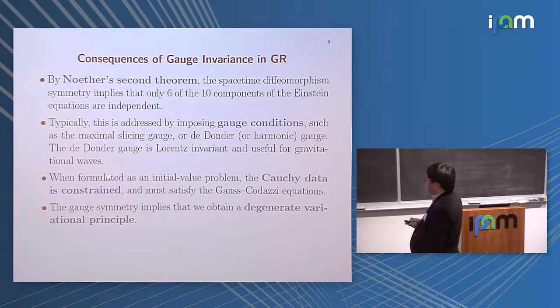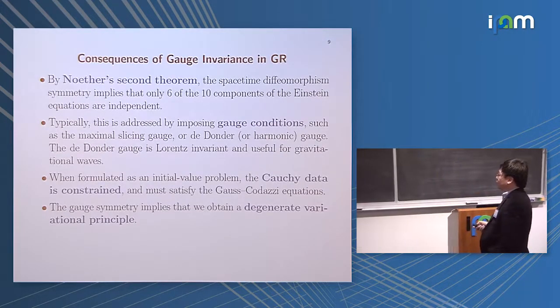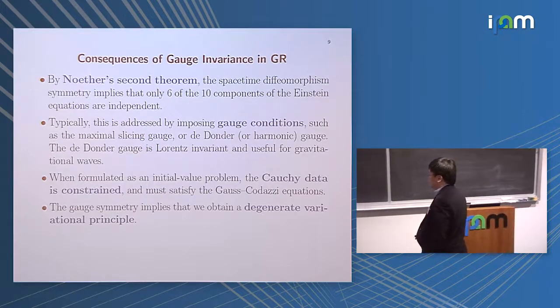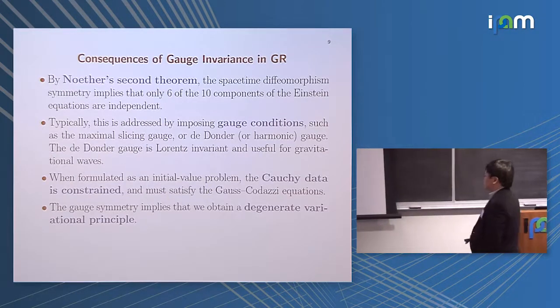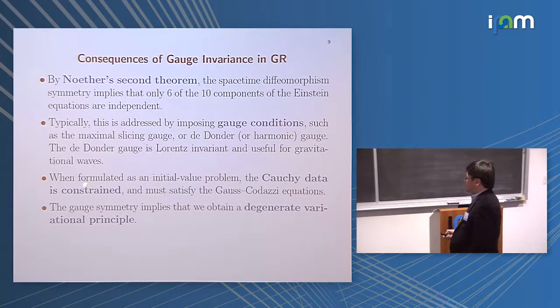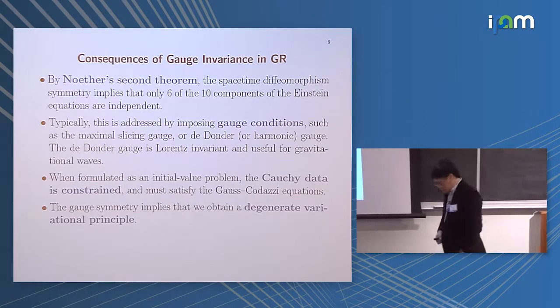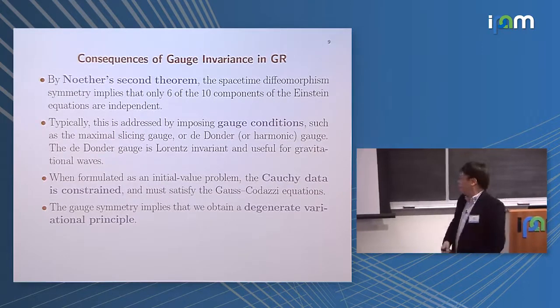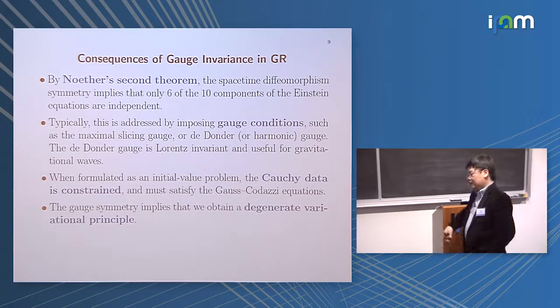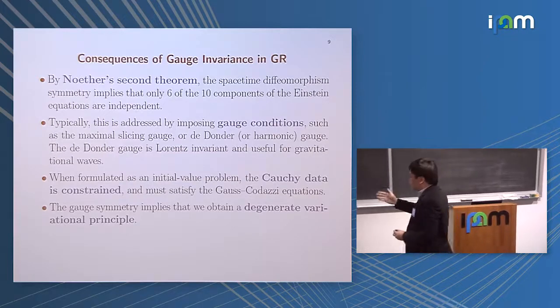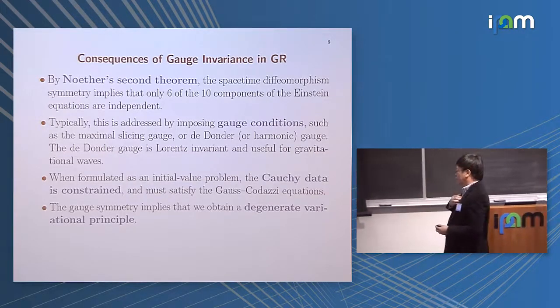And when you formulate GR as an initial value problem, the Cauchy data is constrained. In particular, you have to solve the Gauss-Codazzi equations on the initial Cauchy surface. So the gauge symmetry, if you will, implies that from the point of view of a variational principle, you have a degenerate one, in the sense that if you just apply Hamilton's principle to the problem, you don't have a unique extremizer of the action. But again, you have this parametric family, if you will, of solutions which are all related by the gauge symmetry group.